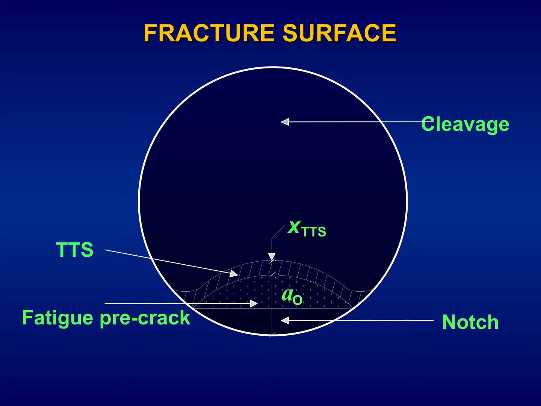This is the fracture surface of the round bars. We have a starter notch, after a fatigue pre-crack, H0, and the TTS fractographic mode, subcritical cracking under hydrogen-assisted cracking conditions, hydrogen embrittlement conditions. Then, after the fatigue pre-crack H0, we have XTTS.